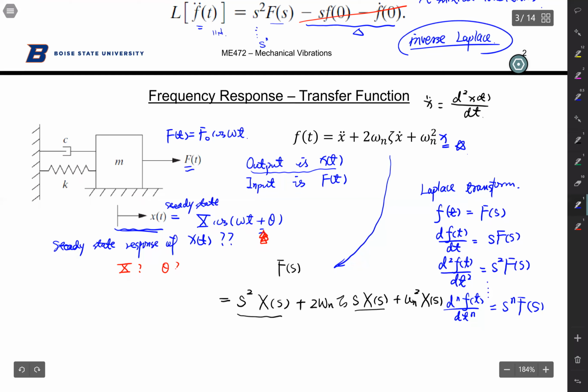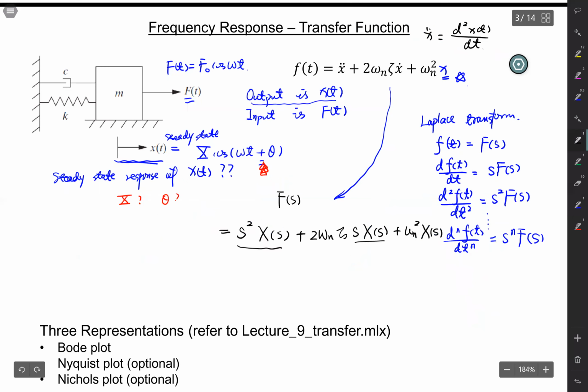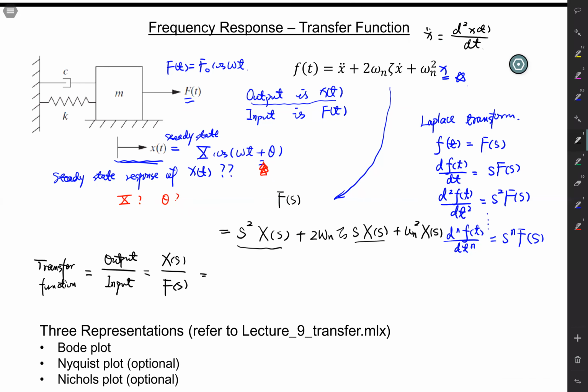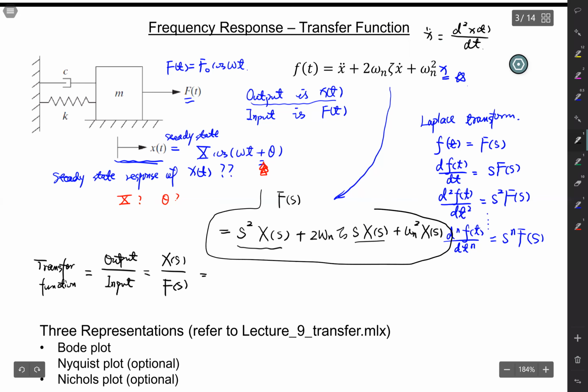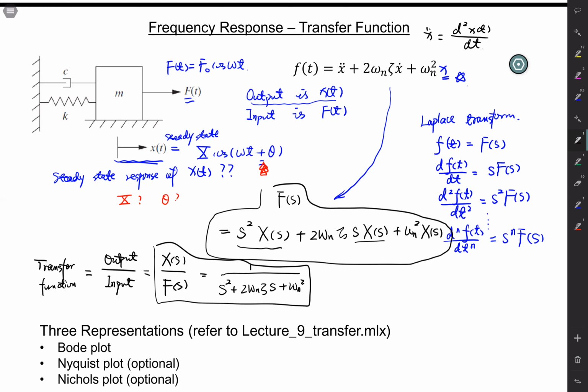So once you have this, remember your transfer function is output divided by input. So that means your output is the displacement, and your input is the force. You just need to find the ratio between the output and input. What you do is you just move things around. You go back to this equation and collect terms. You move the X(s) to the left-hand side, and you're going to have 1 over s squared plus 2 zeta omega n s plus omega n squared. This equation in the Laplace domain, or s domain, is called your transfer function.